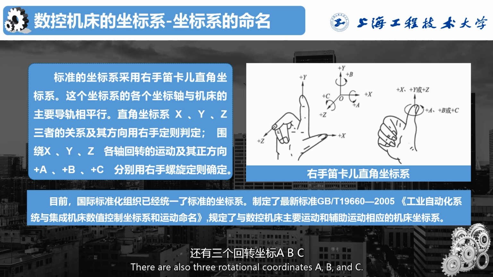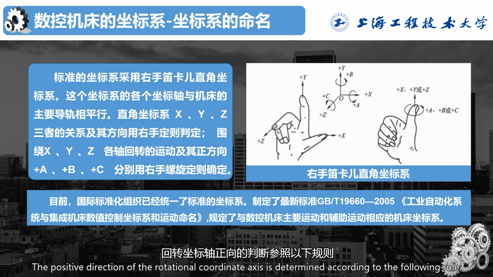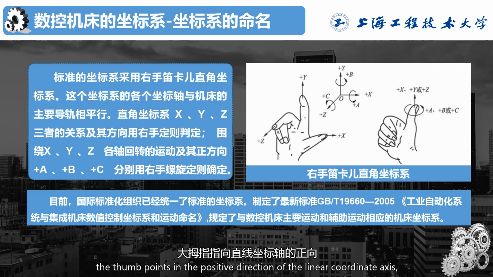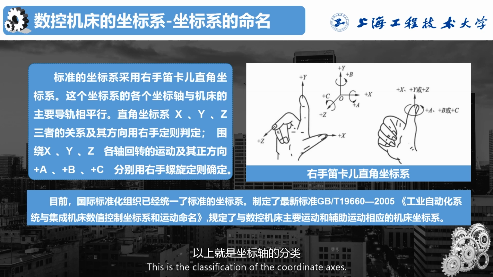There are also three rotational coordinates A, B, and C. The rotational coordinate axes rotate around the x, y, and z axes, respectively. The positive direction of a rotational coordinate axis is determined according to the following rule. The thumb points in the positive direction of the linear coordinate axis, and the direction grasped by the four fingers is the positive direction. This is the classification of coordinate axes.